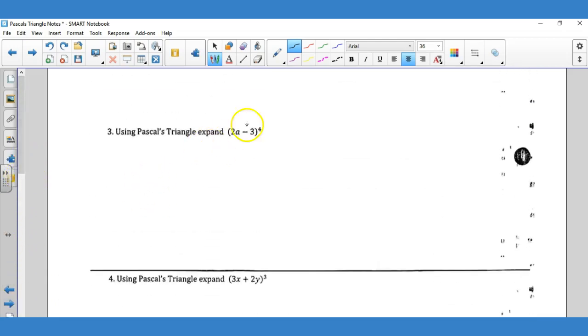right here, I'm going to use the triangle to expand this binomial. Let me show you how to do this. I'm going to do the vertical method. By vertical, it's just an organized way to look at this. Remember, first thing, I want you to identify your coefficients.